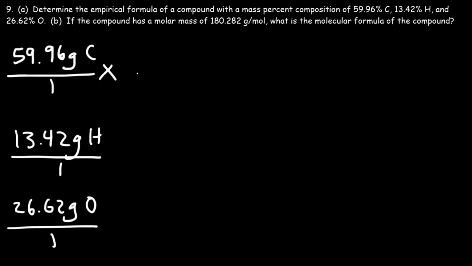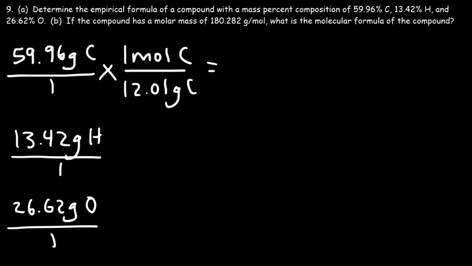Now, your next step is to convert each of the grams of the elements into moles. And so the molar mass of carbon is 12.01. So divide all the masses by their respective molar mass. So this will give us 4.9925 moles of carbon.